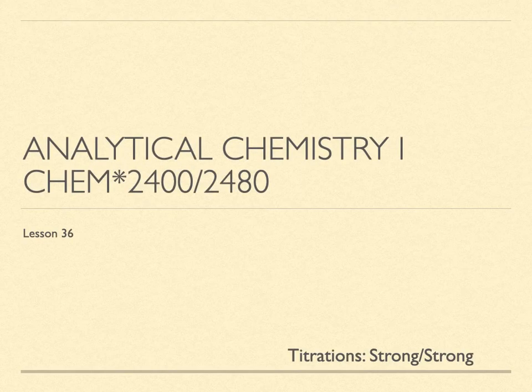Analytical Chemistry 1, Lesson 36. Titration is perhaps the most fundamental experimental technique in analytical chemistry. It is capable of providing two essential pieces of information about an unknown acid-base sample: how much of it is present in the sample, and what is the value of its pKa.